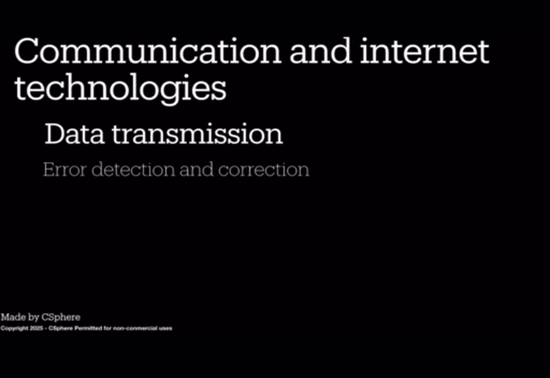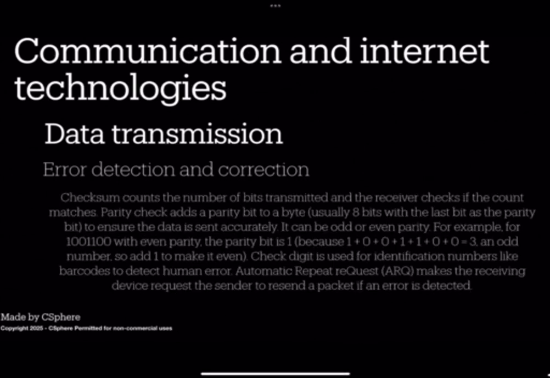And at last, we have error detection and correction, where checksum counts the number of bits transmitted and the receiver checks if the count matches. Parity check adds a parity bit to a byte, usually 8 bits with the last bit as the parity bit, to ensure the data is sent accurately. It can be odd or even parity.